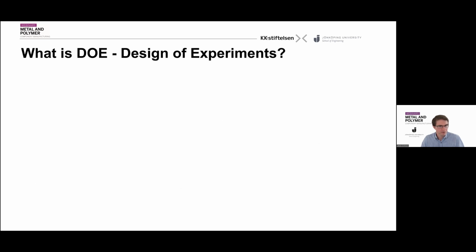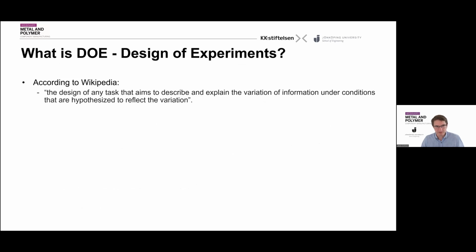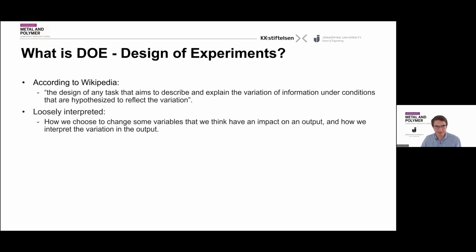So what is DOE, design of experiments? Well, if you look in Wikipedia, the base of all truth, it is the design of any task that aims to describe and explain the variation of information under conditions that are hypothesized to reflect the variation. So basically, if we interpret that a bit more loosely, how can we choose to change some variables that we think have an impact on an output? And also how we interpret this variation in the output.